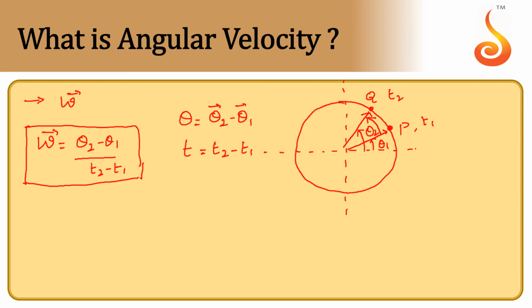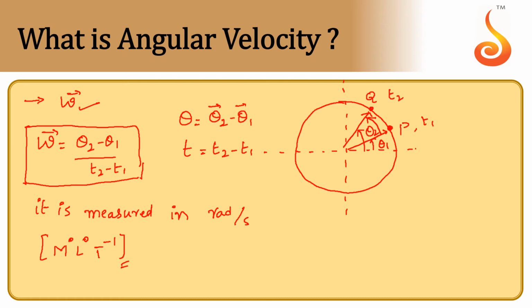And it is measured in, theta will be measured in radians and time would be measured in seconds. Therefore, the angular velocity is measured in radian per second, and its dimensions are M to the power 0, L to the power 0 and T to the power minus 1. These are the dimensions of angular velocity.